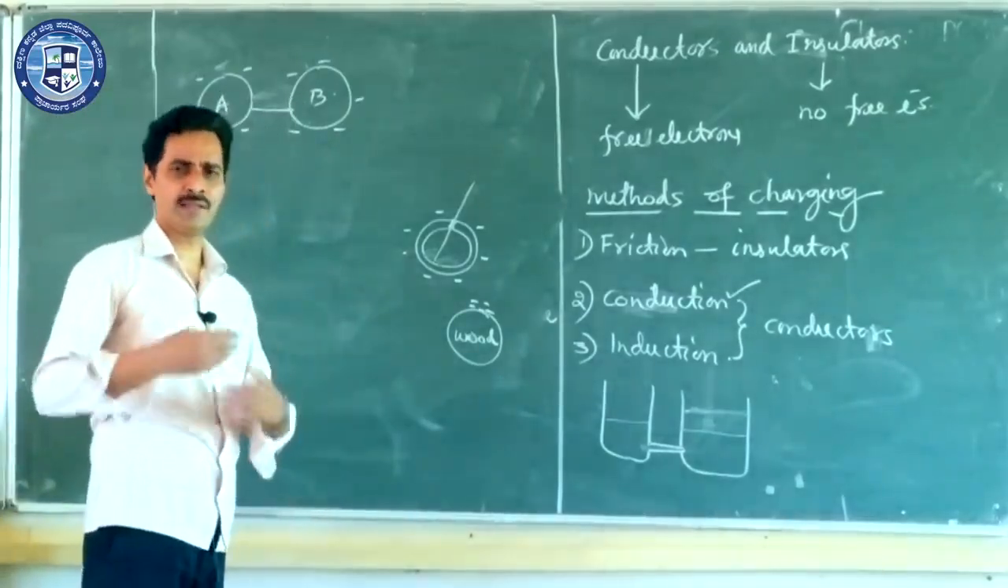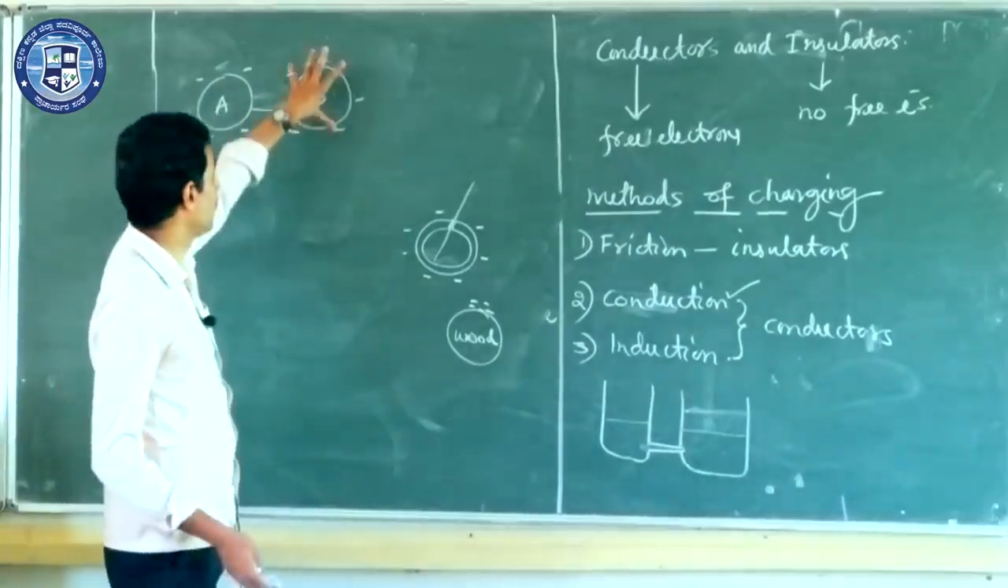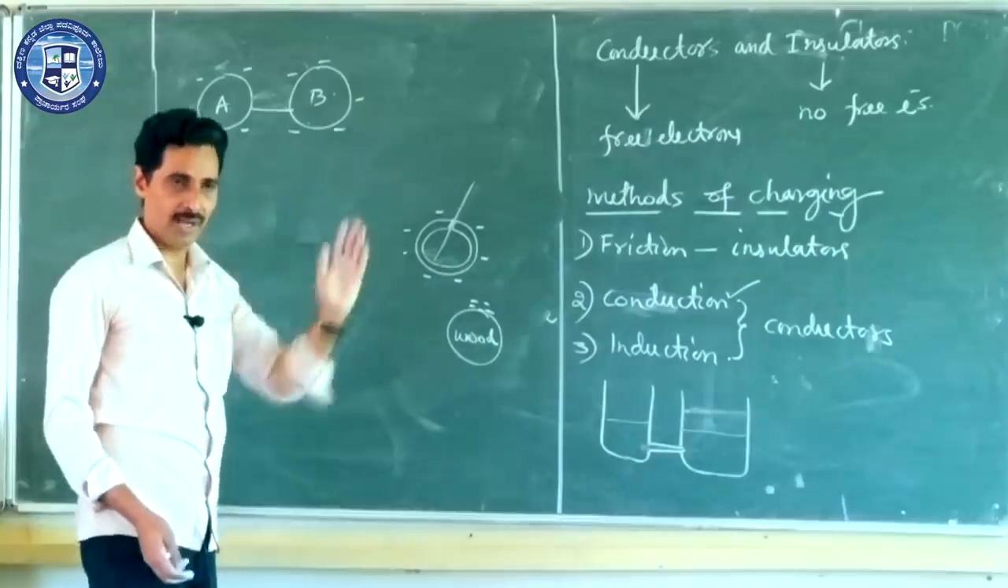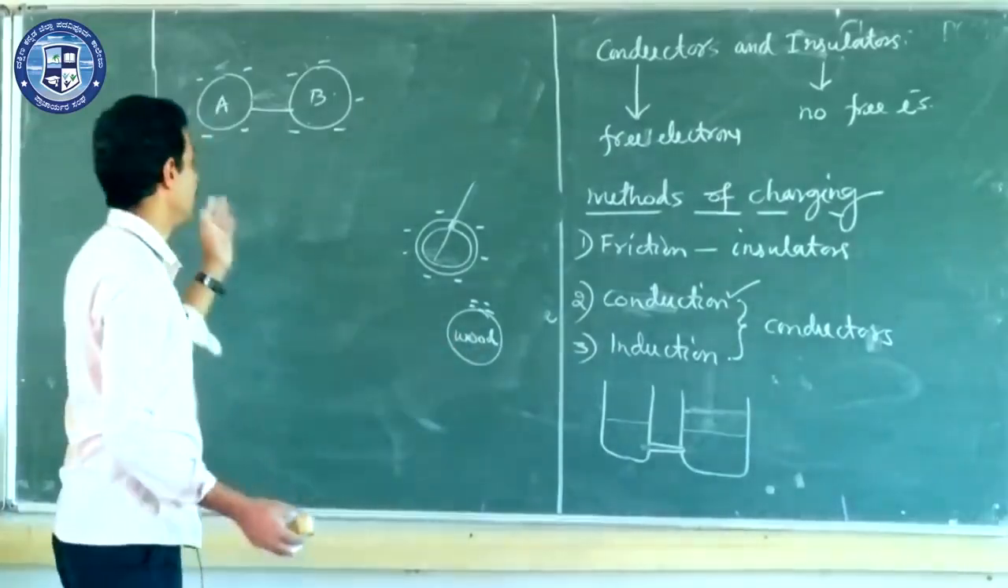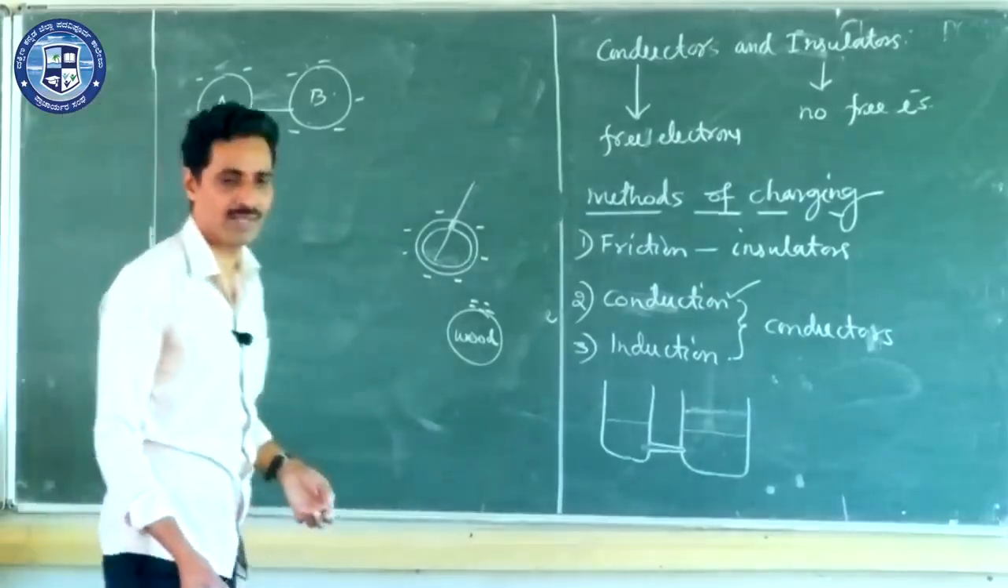Otherwise, there is some other method of calculating. If this is of smaller size, how much charge will come to this? And if this is of larger size, how much charge will come to this? That requires some other concepts to be studied. Okay, so this is the simplest way of charging a body.